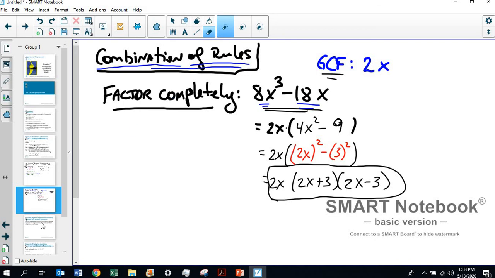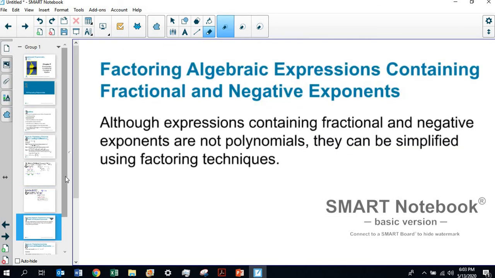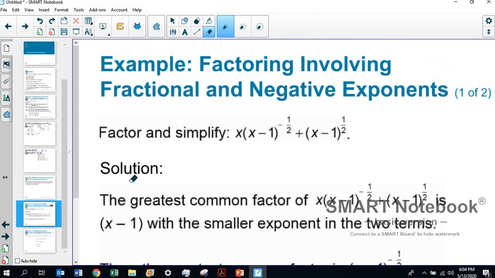Now the last thing I want to show you is that we can use factoring techniques for expressions that have fractional or negative exponents. They aren't polynomials, but they can still be simplified using factoring techniques. Here's an example. We want to factor and simplify x times (x minus 1) to the negative 1/2 plus (x minus 1) to the positive 1/2. Obviously x minus 1 is what's in common here, but what do I do with these negative powers? How would I handle that?